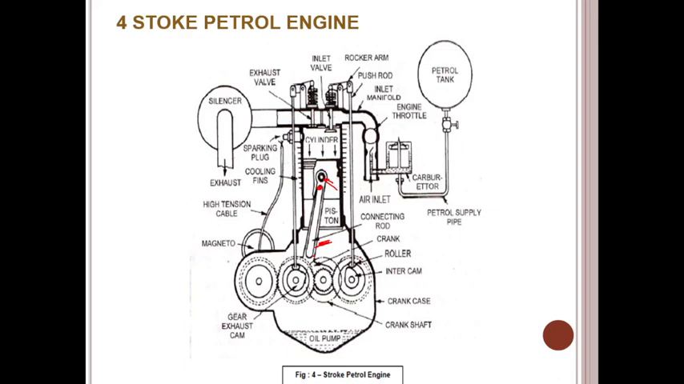If you observe here, this is the crankcase, the crankshaft, the connecting rod and the crank. There is a camshaft inside the figure also, guys. Here this is the cam. There is a gudgeon pin, and there is a connecting rod in this way.